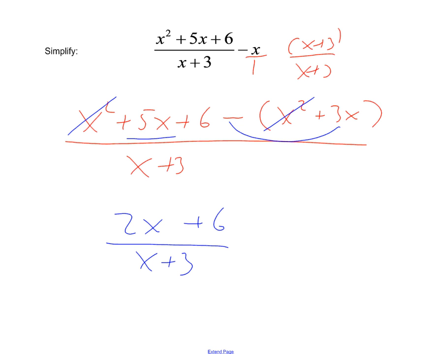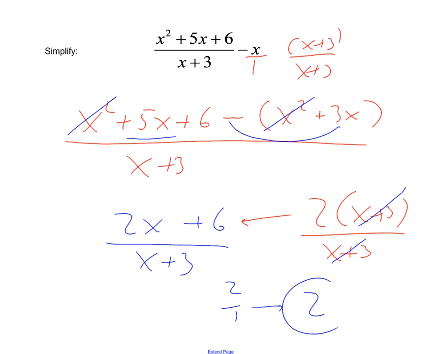Are we done? No, in this case we're not done, because the numerator can be simplified by taking out a greatest common factor of 2. And by doing so, we now have a common factor of x plus 3. And the x plus 3's cancel, leaving us with 2 over 1, which simplifies to 2.